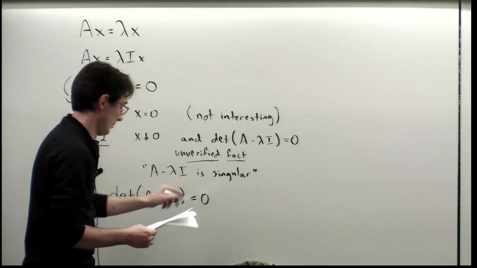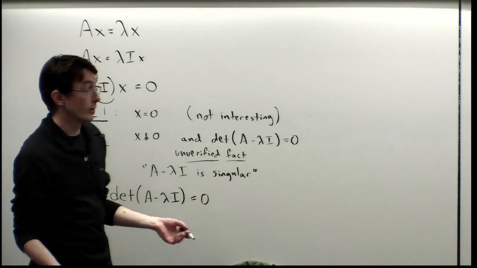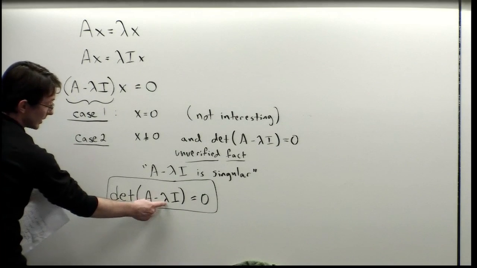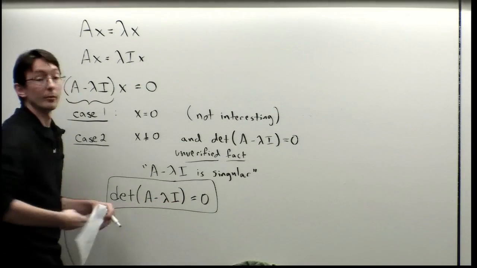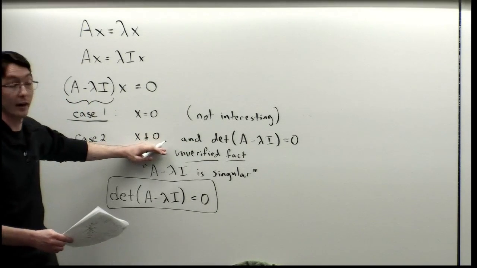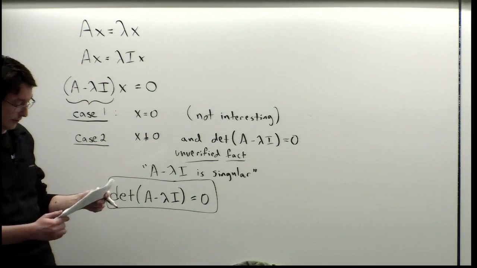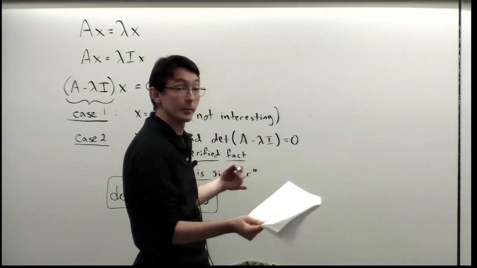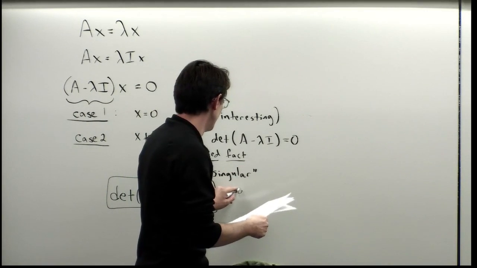Okay? And so the determinant of A minus lambda I equal to 0. This is a polynomial equation. This is what we want. We want to find lambda such that this determinant does in fact equal 0, because that's when I'm guaranteed to have non-trivial eigenvectors.